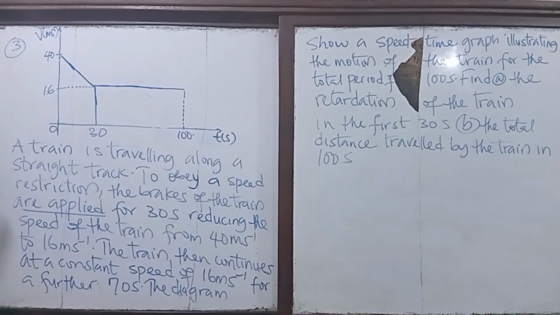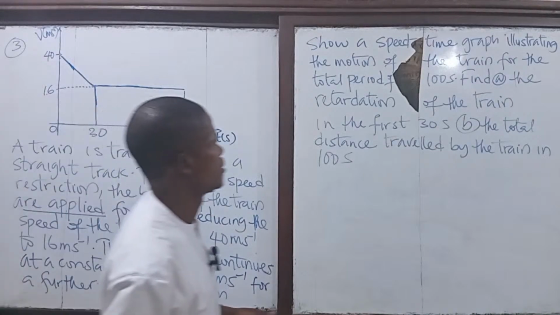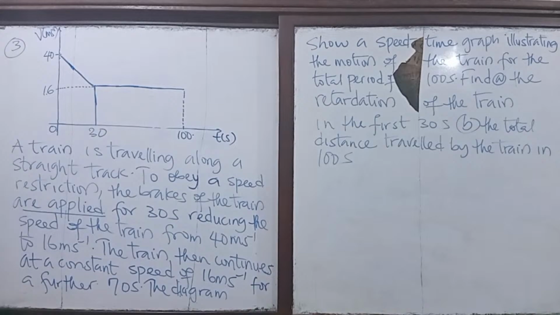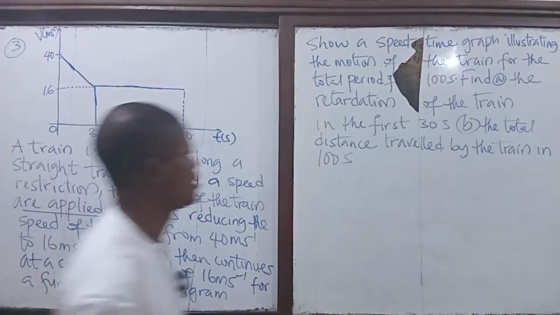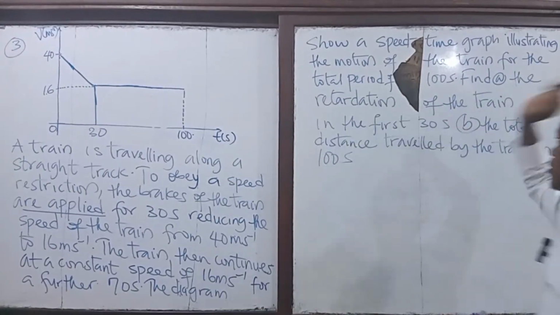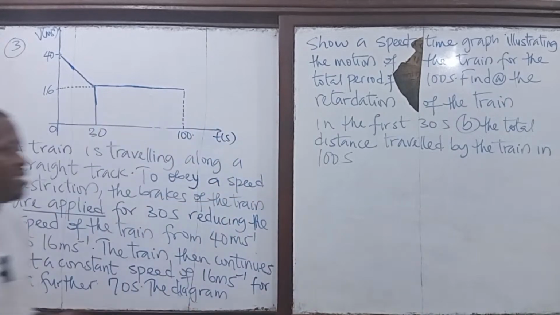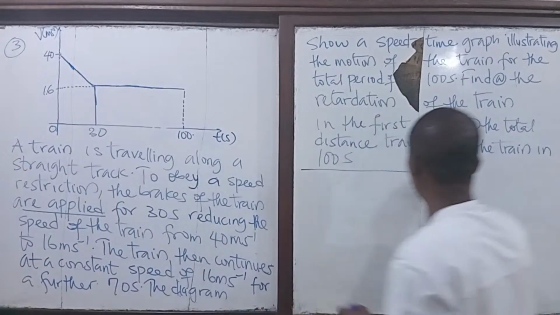The diagram shows a speed time graph illustrating the motion of the train for the total period of 100 seconds. Find A, the retardation of the train in the first 30 seconds. B, the total distance traveled by the train in 100 seconds. Without wasting time, let's go to the solution.